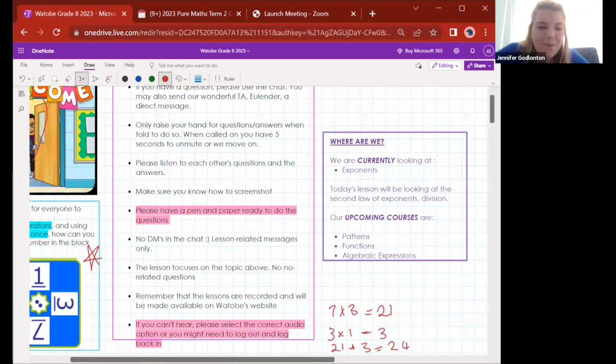Okay, so at the moment we are looking at exponents. We are going to be looking at the distributive law tonight. In our upcoming courses, we've got patterns, functions, and then algebraic expressions.